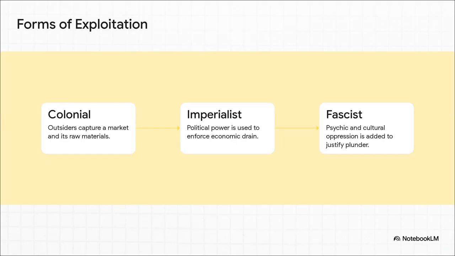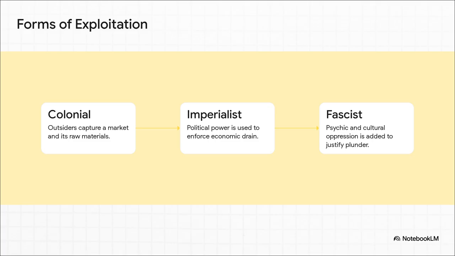And this exploitation, it's not just one thing. It actually evolves. The source points to three distinct forms. First, you've got colonial exploitation. That's all about capturing a market's raw materials. Then, it morphs into imperialist exploitation, which uses political muscle to keep that economic drain going. And finally, there's fascist exploitation, which adds a layer of cultural oppression on top to justify the whole rotten system.